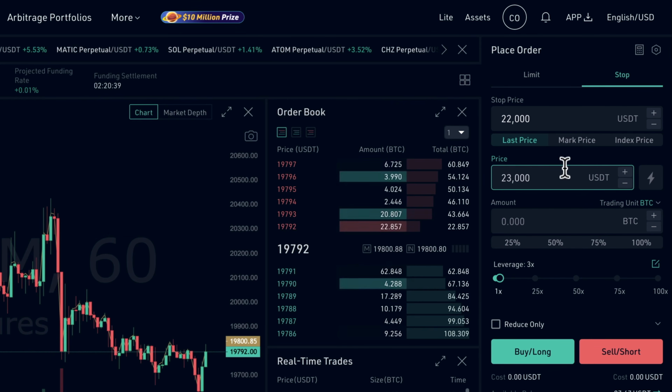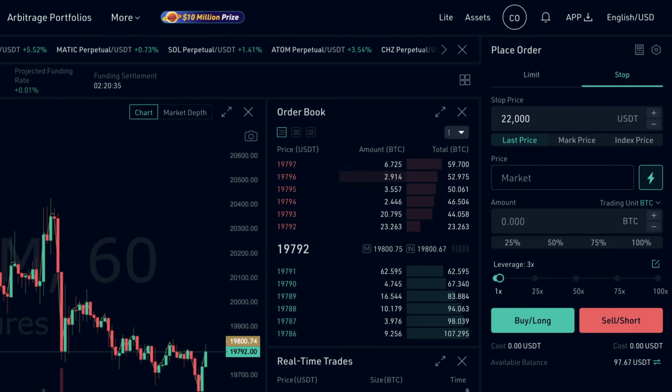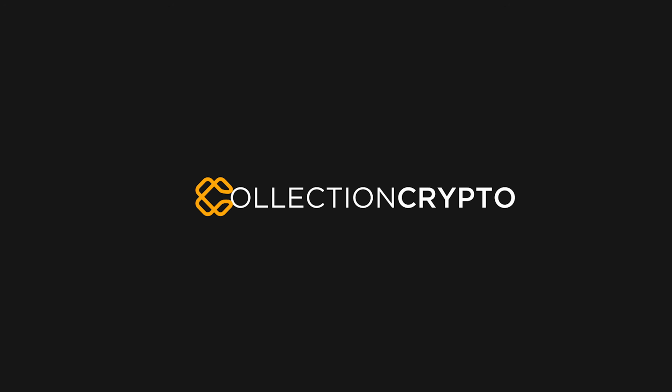And when we click on this bold icon, we make this a stop market order. In this case, we are telling the system at what price the market order should be triggered. So as soon as our stop price is reached, our market order will be fulfilled at the currently best available price.